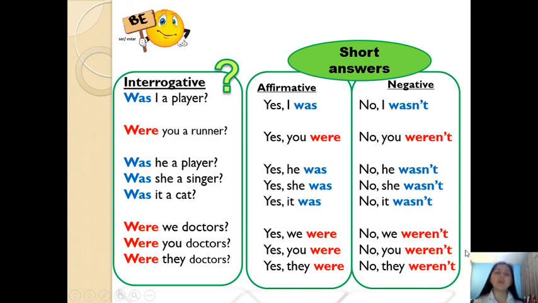So remember, the past of the verb to be is was and were. What's the difference? The difference is that was we use in singular form, right? And were in plural. Okay? So please review the grammar and we will say more examples in the class.